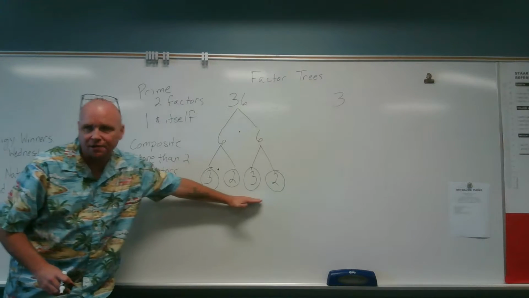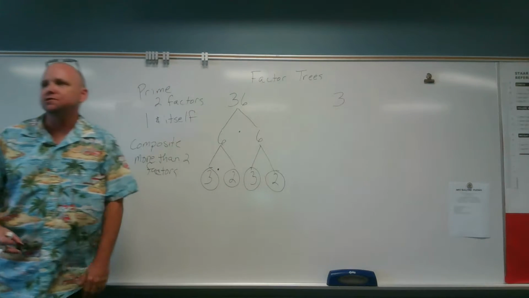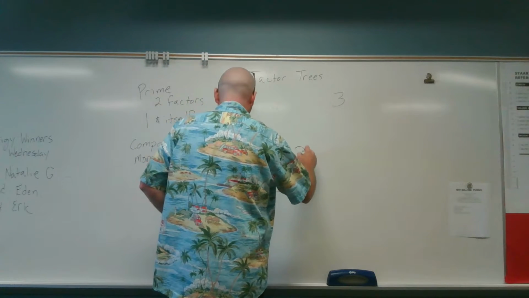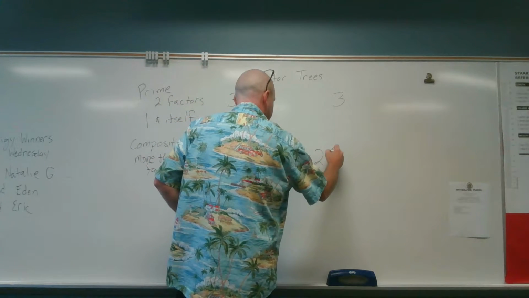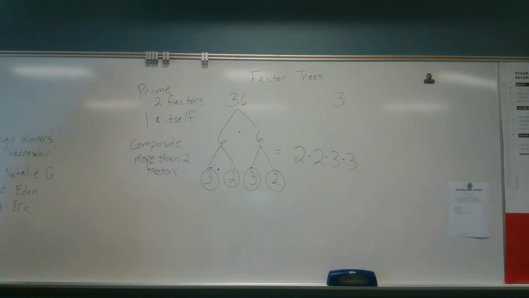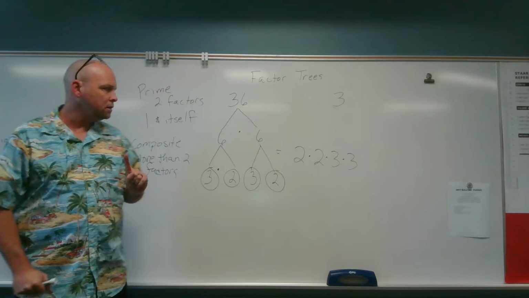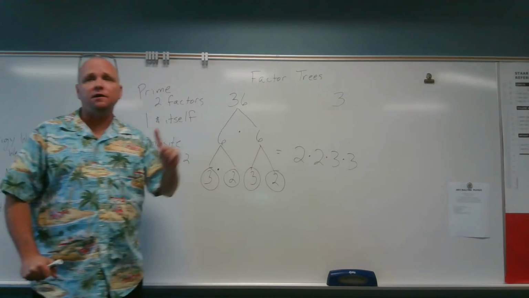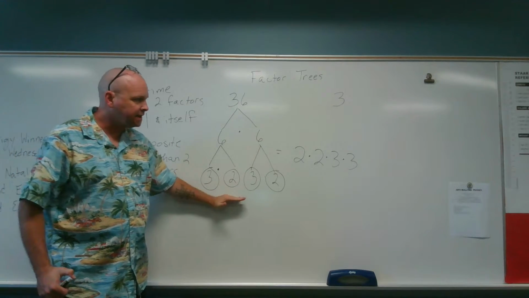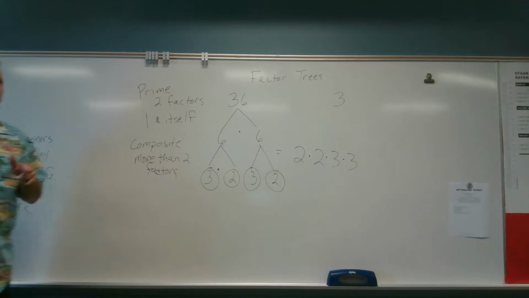This is a factor tree. You want to get down so you only have prime numbers in your factor tree. And then you'll have 2 times 2 times 3 times 3, and if you do that math, you're going to get 36. Doesn't matter if you start with 12 times 3, or 9 times 4, or 2 times 18. No matter what, it's going to break down to these prime numbers. Riley, you got a question? Okay.